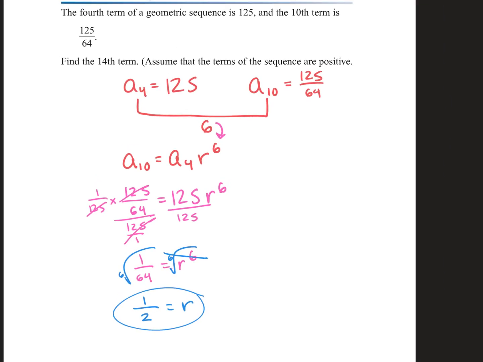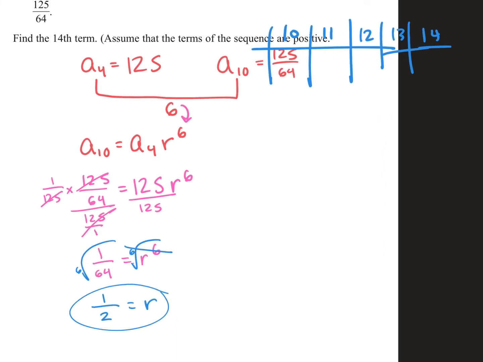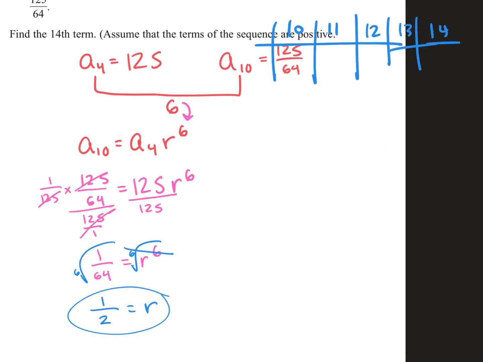To find the 14th term, if we wanted to, we could take the 10th term, and multiply by 1/2 to find the 11th, the 12th, the 13th, and the 14th. But we can also do it algebraically too. And the way we do it algebraically is kind of the same way that we just did it here, but now we know what r is.